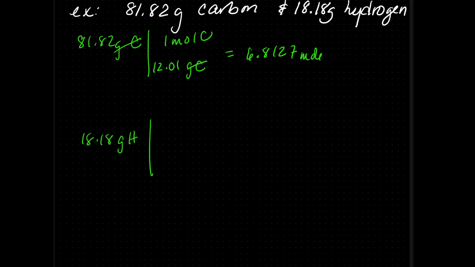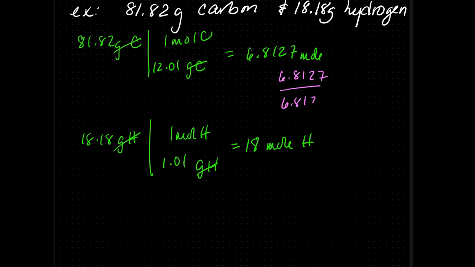So I'm going to do the same thing for hydrogen. So grams of hydrogen. 1 mole of hydrogen is equal to 1.01 off the periodic table. The grams cancel out, and this is 18 moles of hydrogen. Next, we're going to divide by the smallest number. The smallest number is 6.8127. So I'm going to divide the first one by itself because it's the smallest number. This is going to equal exactly 1. Second one, I'm going to do 18 divided by 6.8127.